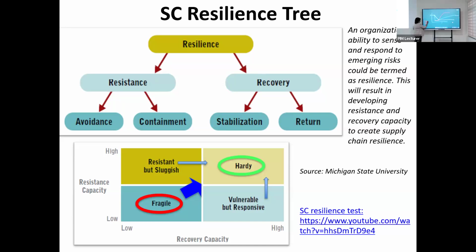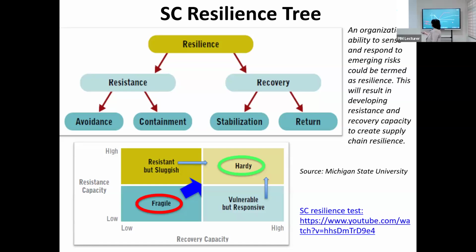Time to survive, time to recover and survive. Recover means you go down, quickly come back on track, and then survive means whether you're finally stabilizing at a above level or below level or the same level. It's important to understand, right?